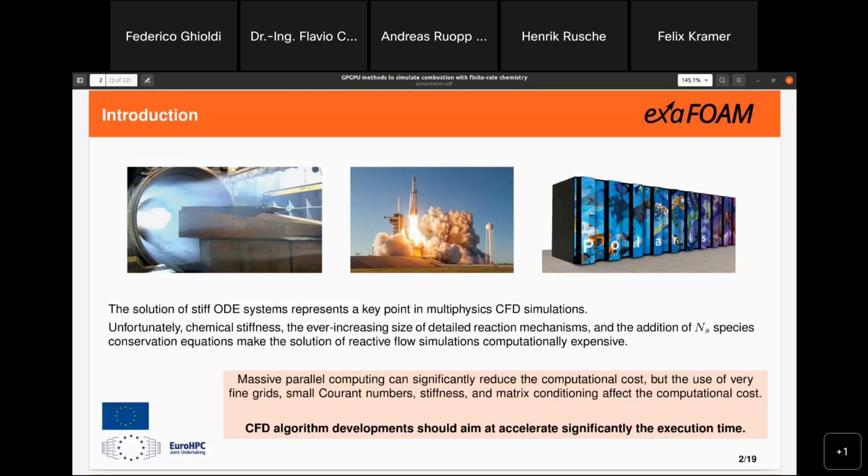I'm not only talking about the presence of convection diffusion equations because of the chemical species inside the domain, but we also have to solve ordinary differential equations, which are connected to the complex chemical chain that finite-rate chemistry brings into your simulation.